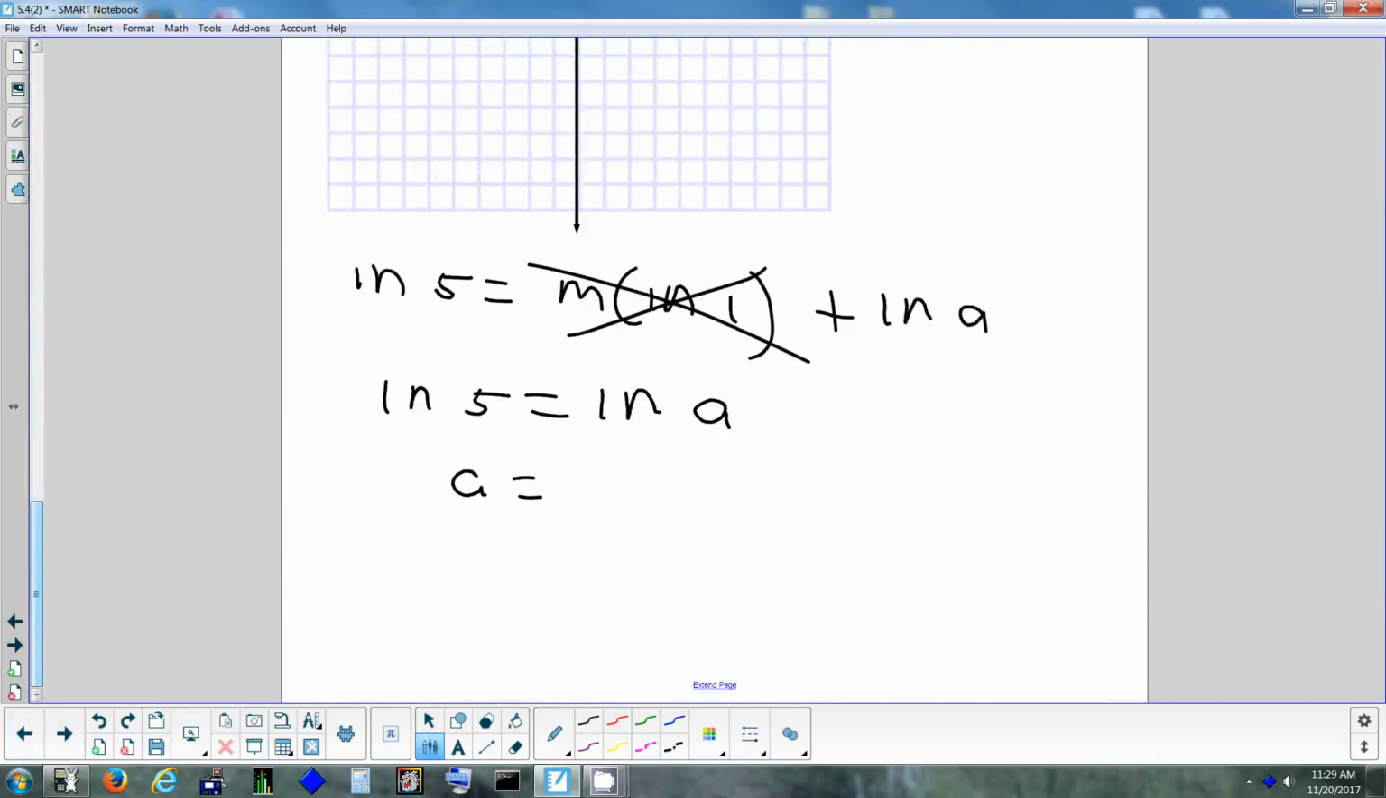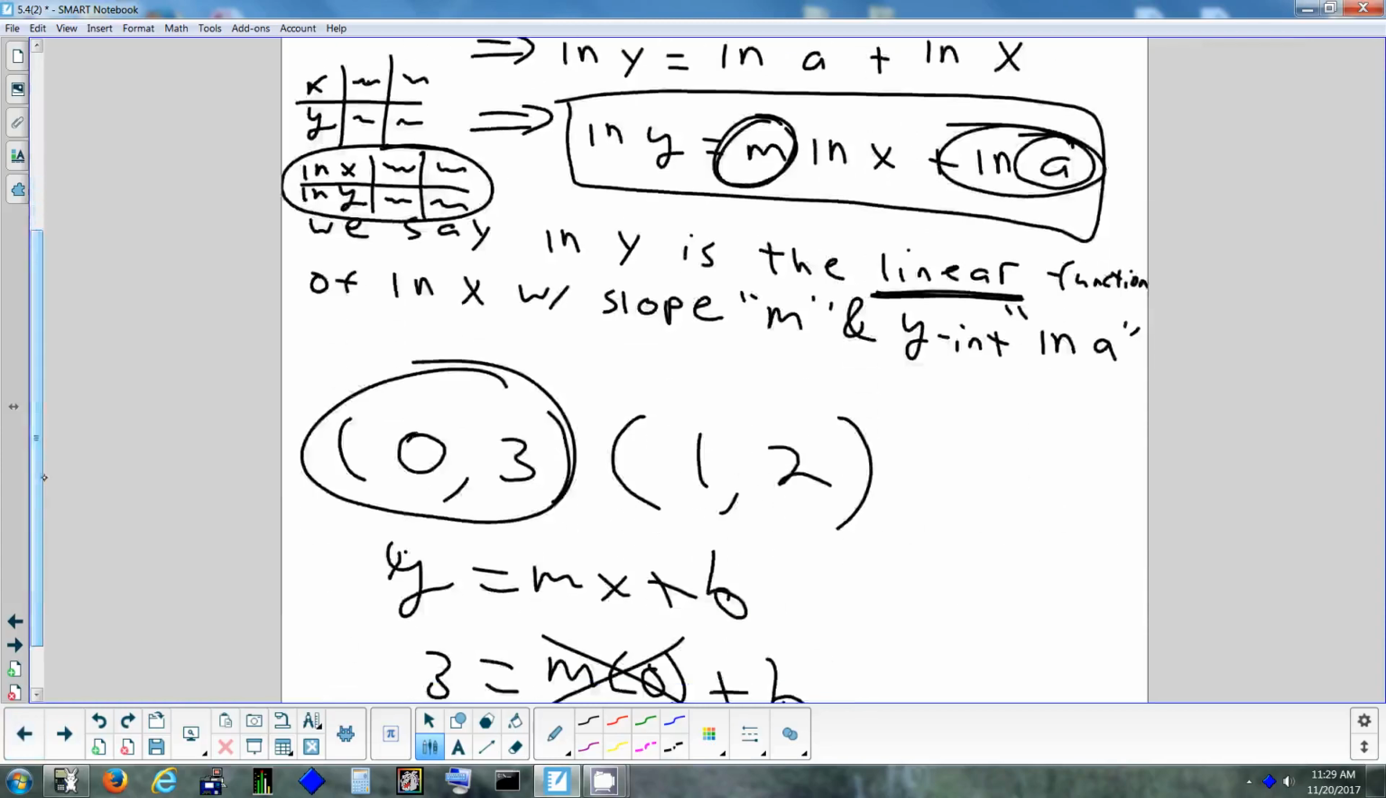So, based on that equation, what's a? Ln of 5 or 6. So what number would you plug in on the right to make it equal to what's on the left? What's your final guess? 5, yes. So a is 5.